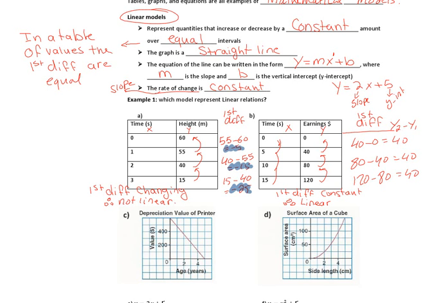So if you are making the table of values, you can't go 0, 1, 10, 30, right? You know what I mean? Because then you can't do the first difference.